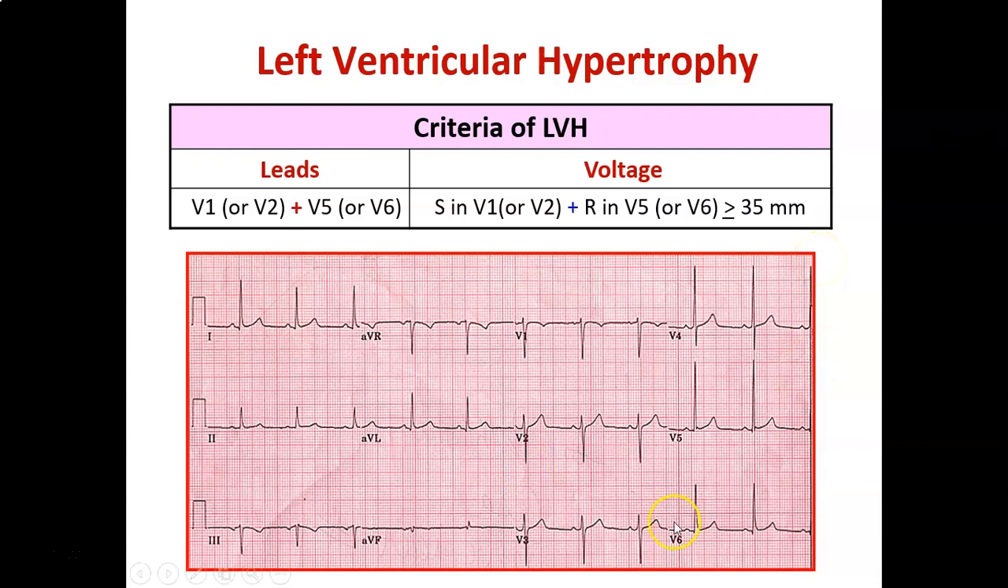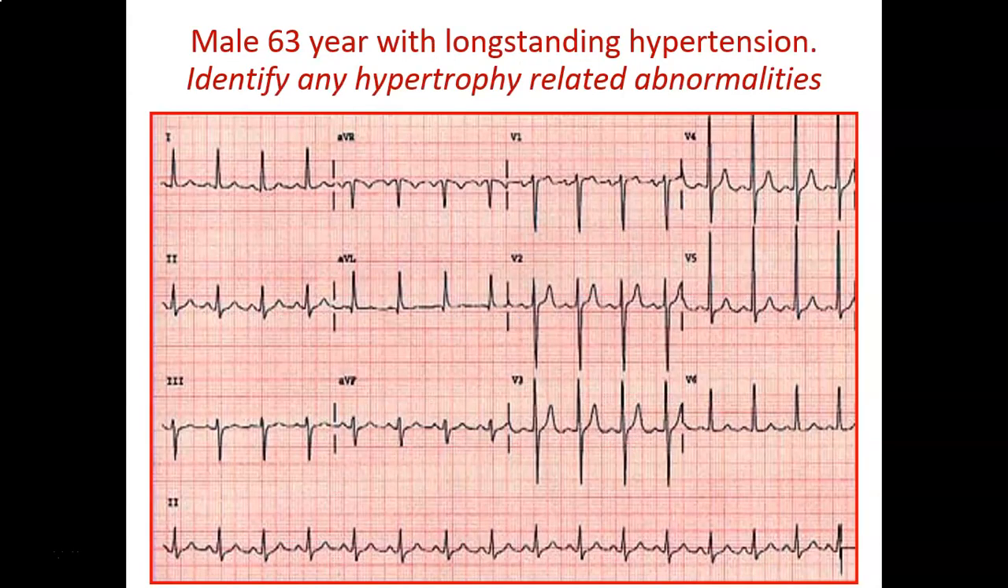In this example, just try to calculate, see which S wave is deep. It's almost the same, it's 13 mm, and you see which R wave is tall. V5 is the tallest out of V5 and V6. So if you combine, the S wave in V1 is 13 mm and the R wave in lead V5 is 25 mm. So it's more than 35 mm. So this is left ventricular hypertrophy.